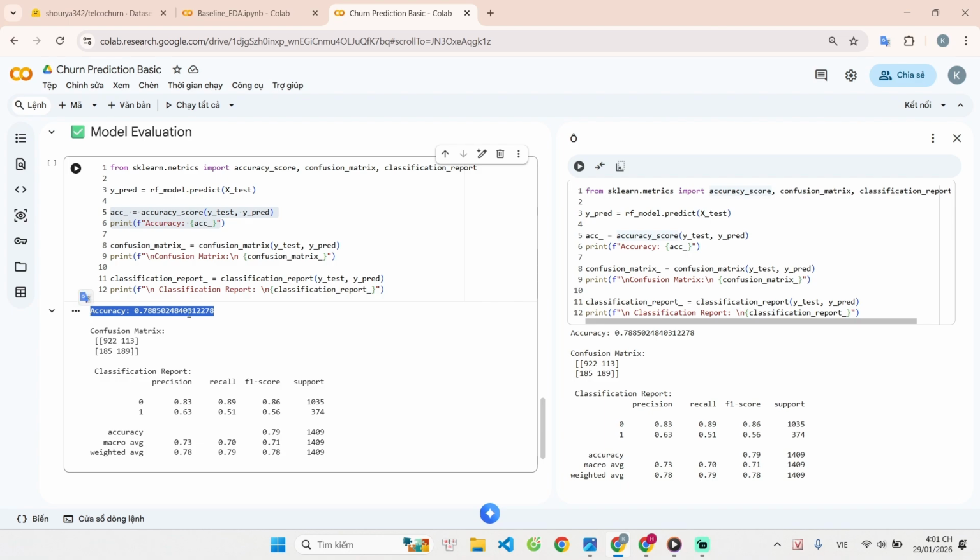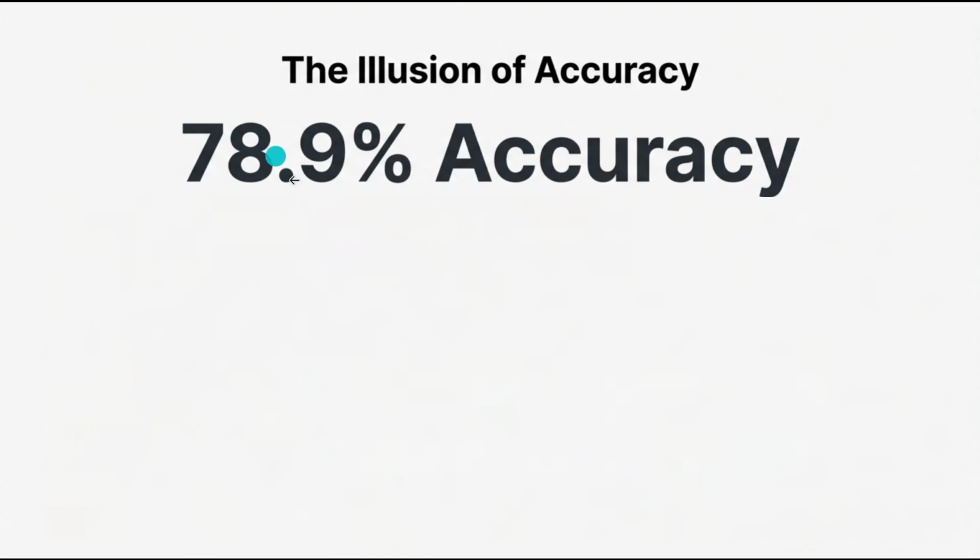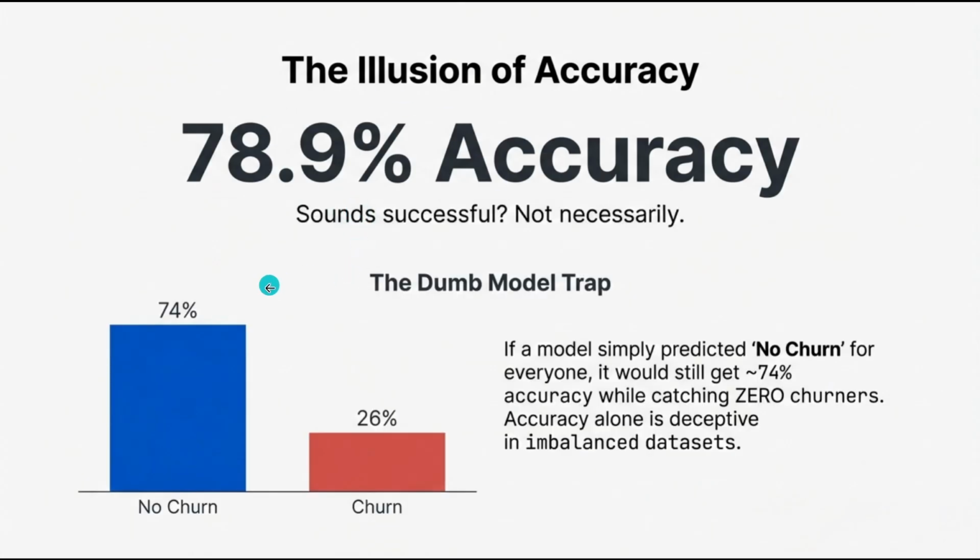Hold your horses. Don't pop the champagne just yet. Uh-oh. I hear a but coming. Accuracy is the most deceptive metric, especially with churn. Remember, about 73% of customers don't churn. If I wrote a really dumb program that just printed no churn for every single person, how accurate would I be? You'd be right 73% of the time.